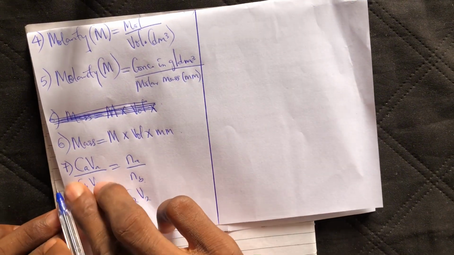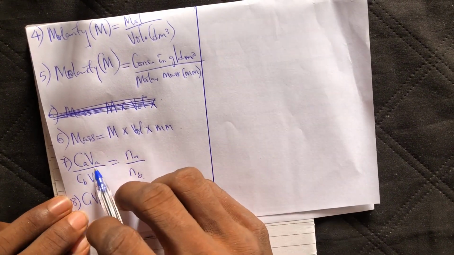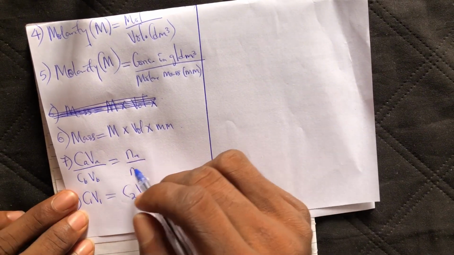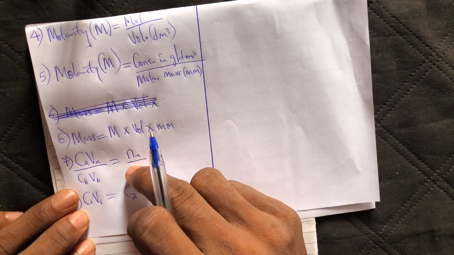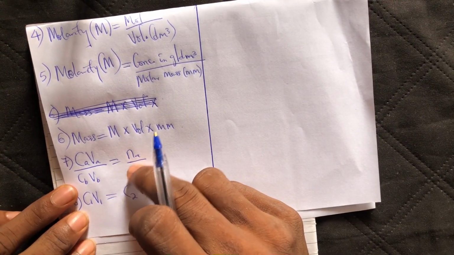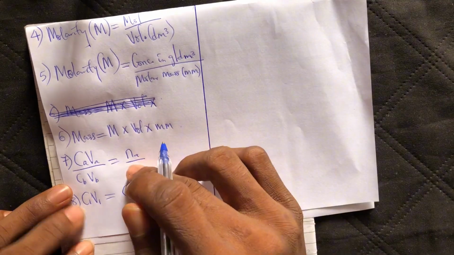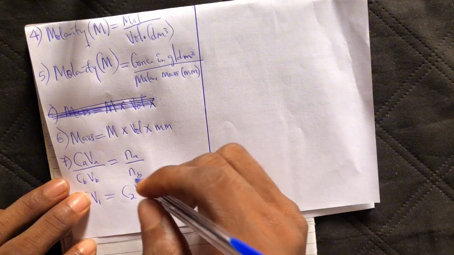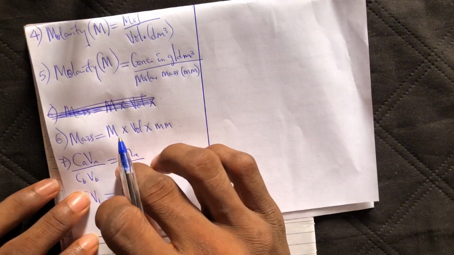Then the number 7 formula is this: Ca Va over Cb Vb equal to Na over Nb. Now this formula is somehow different from the others. All right, so also take this one down because you definitely need to understand this particular formula when we come across questions that require us to use this formula to solve them.